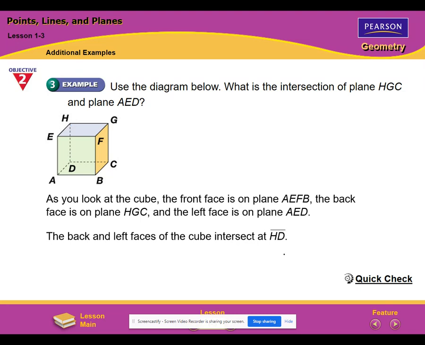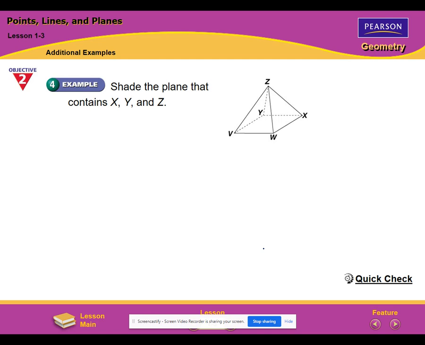This is the segment symbol. We already talked about the line symbol though, and that's really the answer, line HD, because planes extend infinitely, they intersect in a line. One more, I'm not crazy about this example either, but this is the one they give me.